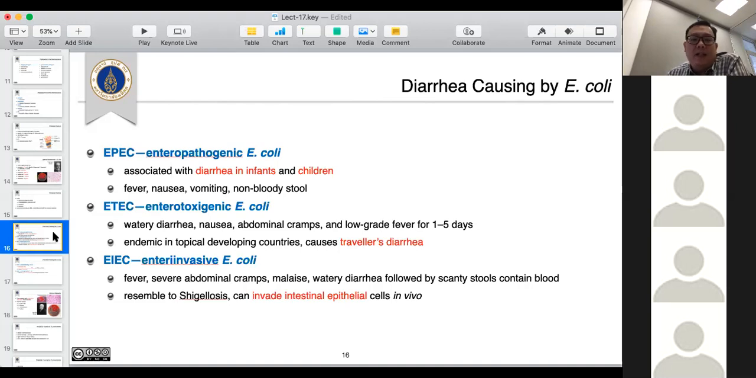Particularly in developing countries, they cause travelers' diarrhea. So when you travel to India or American people come to Thailand the first time and drink some water that is not clean, they probably get diarrhea. Okay. Enteroinvasive E. coli, EIEC.